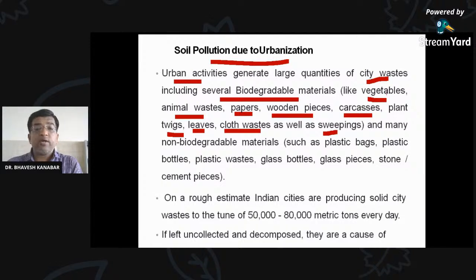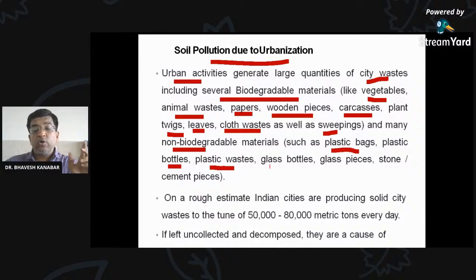All these types of material can be degraded by microorganisms in the soil, and do not cause much soil pollution, as they are automatically degraded by the microorganisms present in the soil. So they are called biodegradable material. And non-biodegradable material, such as plastic, most commonly, cannot be broken down by these microorganisms. Plastic bottles, plastic waste.